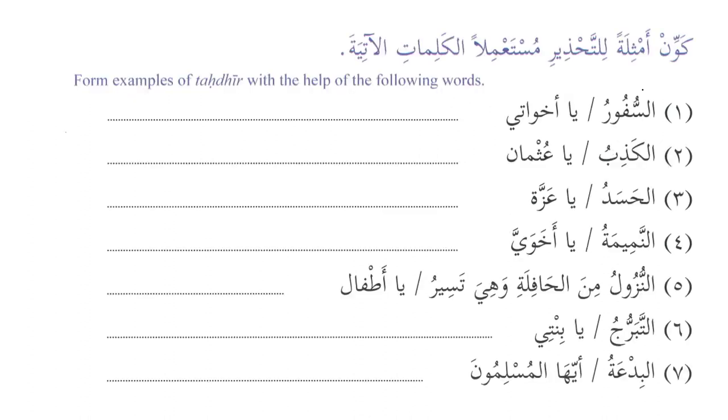Okay, now kawin, as we know, this is from form number 2. Kawana yukawinu takwinan, to form, to make. Kawin, make. Amthilatan, examples. So this is fi'l al-amr. للتحذير, for the warning. مستعملا, by using al-kalimati al-atiyata, the following words.